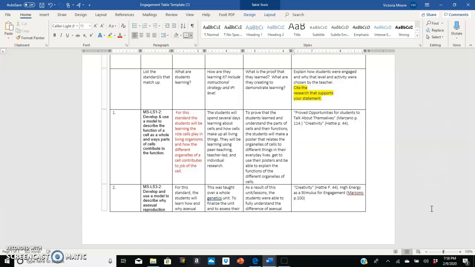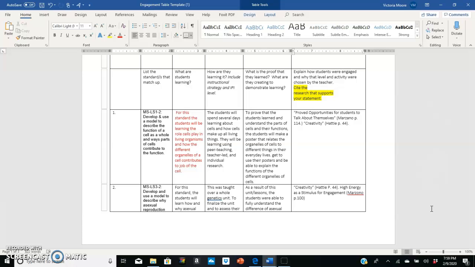As for how engaged the students were, they were pretty engaged doing this because they got to make it their own. They got to be creative, like Hattie says, using creativity to help them learn. It also provided opportunities for students to talk about themselves, because when I was going around while they were making their posters, I would ask them, oh, that's interesting, why do you think that relates, or how do you make that connection? And they were able to go into this big elaborate explanation of how they made the connection. And that's all that I needed to know, because they were able to understand it.